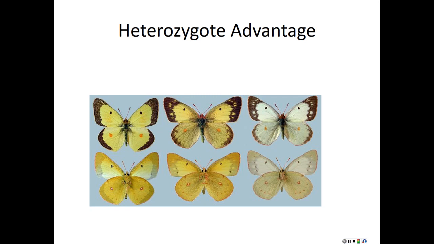Another interesting thing that can control patterns of evolution is something called heterozygote advantage. And this is where heterozygotes are more successful than either homozygote.